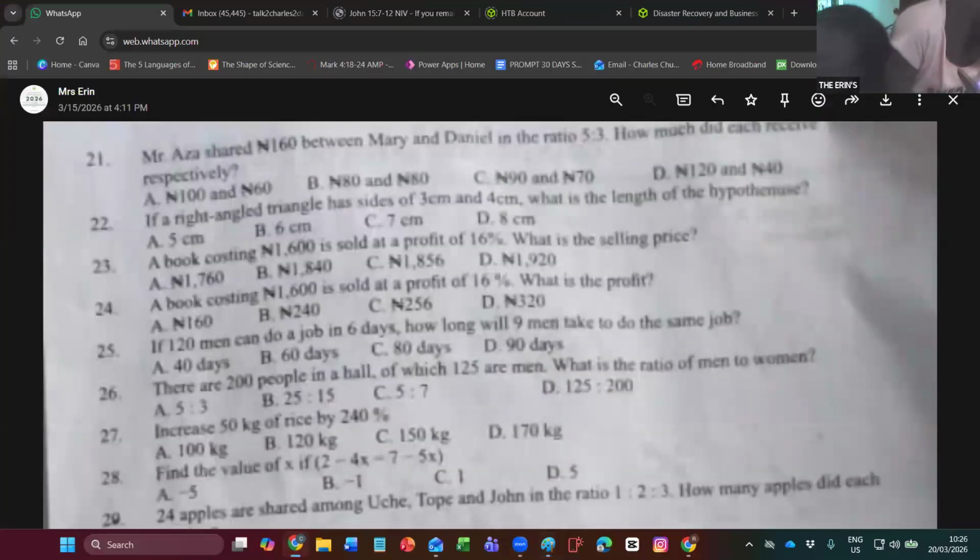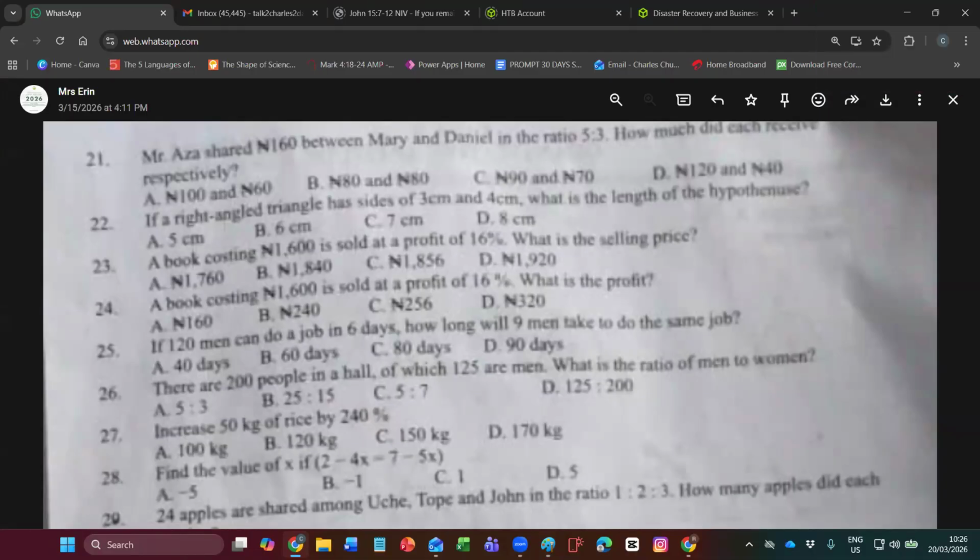Notice that the question is very silent about the profit. It told us the profit percentage. 16% is not the profit, 16% is the profit percentage. I think there's a play of words there, so you have to be careful. That 16% is not actually the profit. The actual profit is in naira.